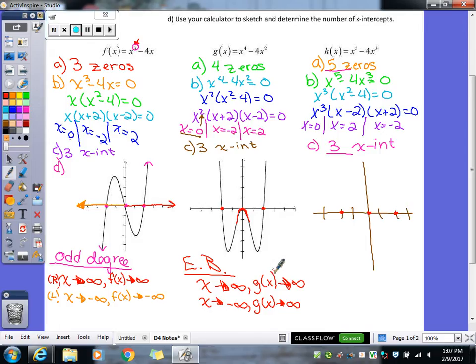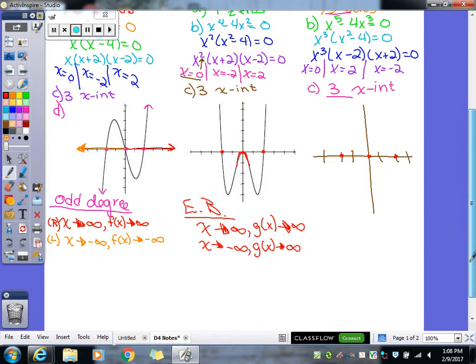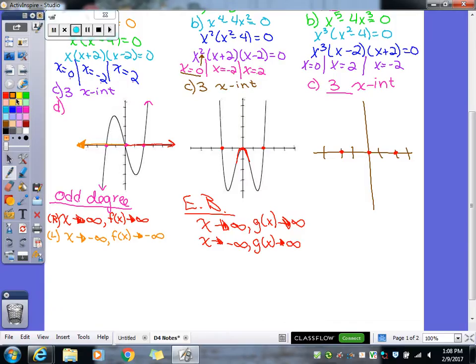So I start off with my dots at my -2, my 0, and my 2. Now, this is an odd degree. Our leading coefficient is positive, so which way should our end behaviors be going? Right side should be doing what? Up. And our left side should be going down. Your odd means that they're going opposites. One's up, one's down.